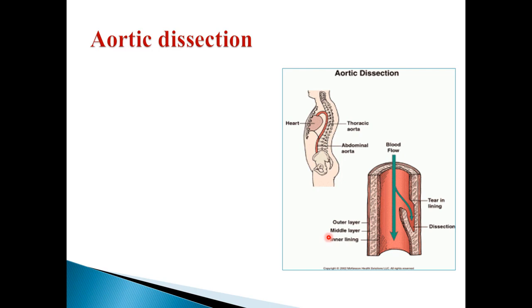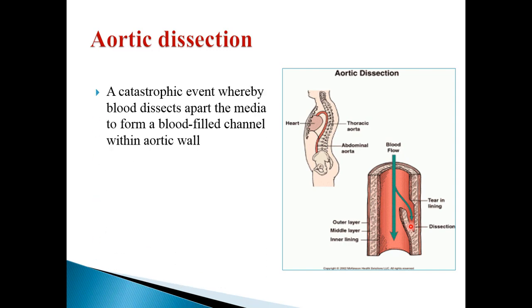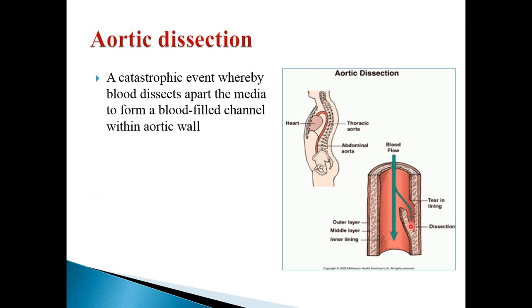Aortic dissection, again the aorta is a very important vessel to talk about dissection there. Any part of the aorta can be affected by this dissection: descending, the arch, thoracic and the abdominal aorta. And this is actually a catastrophic event whereby the blood dissects apart the media to form a blood-filled channel within the aortic wall.